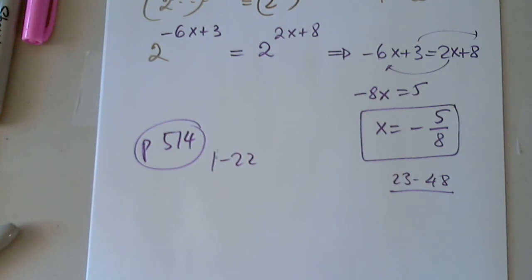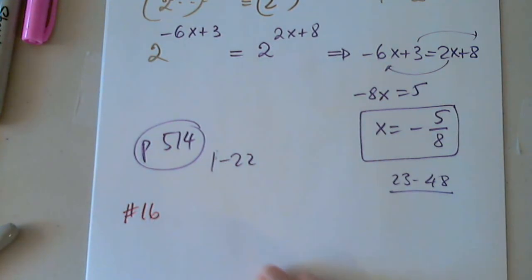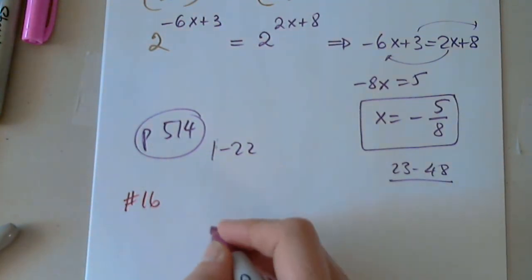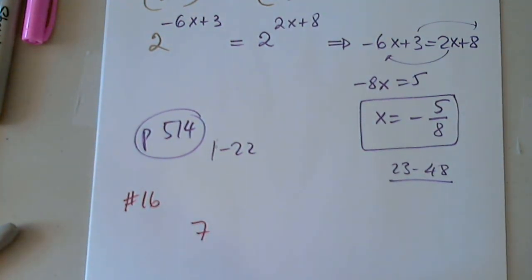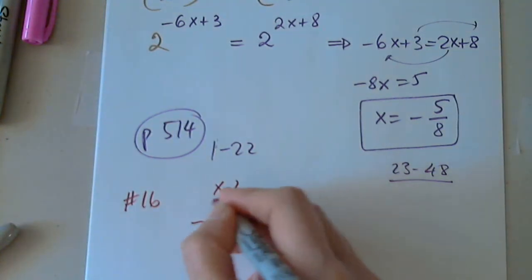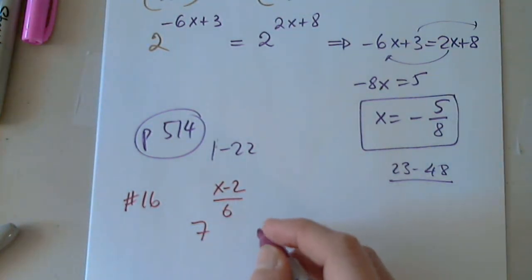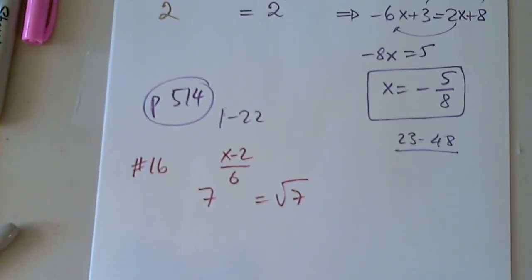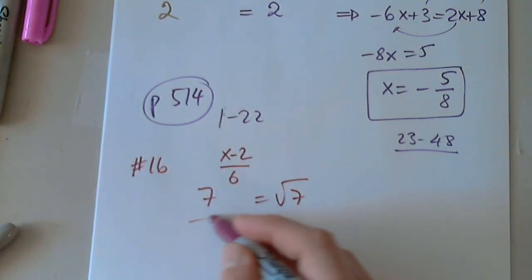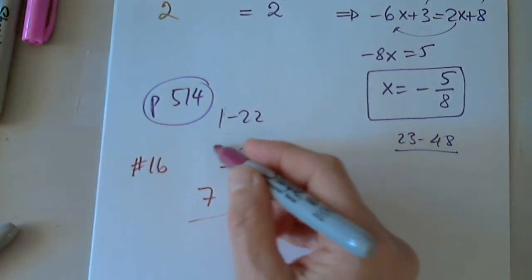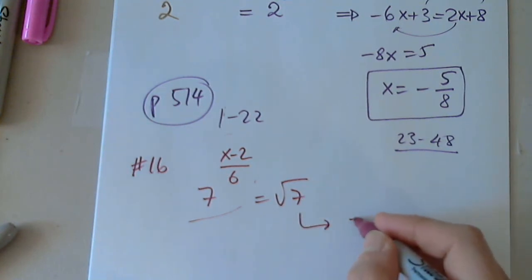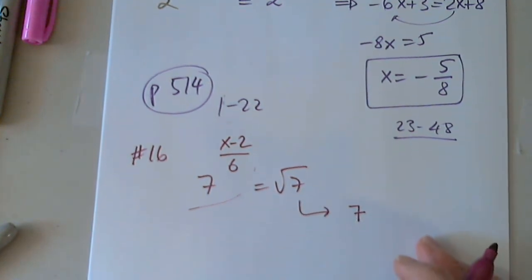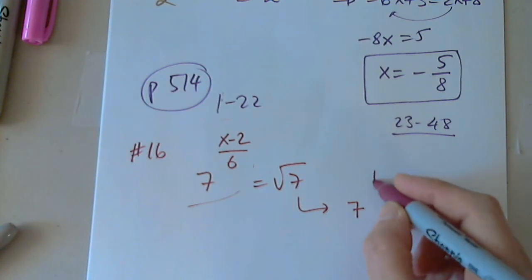1, yes, which one? 16. 16, very good. In 16 we have 7 raised to x minus 2 over 6 equals the square root of 7. Very good pick. I see that both sides can be presented with the same base. There is nothing I can do here. This is done. But I do remember that the square root of 7 is 7 raised to which power? 1/2. Thank you very much.